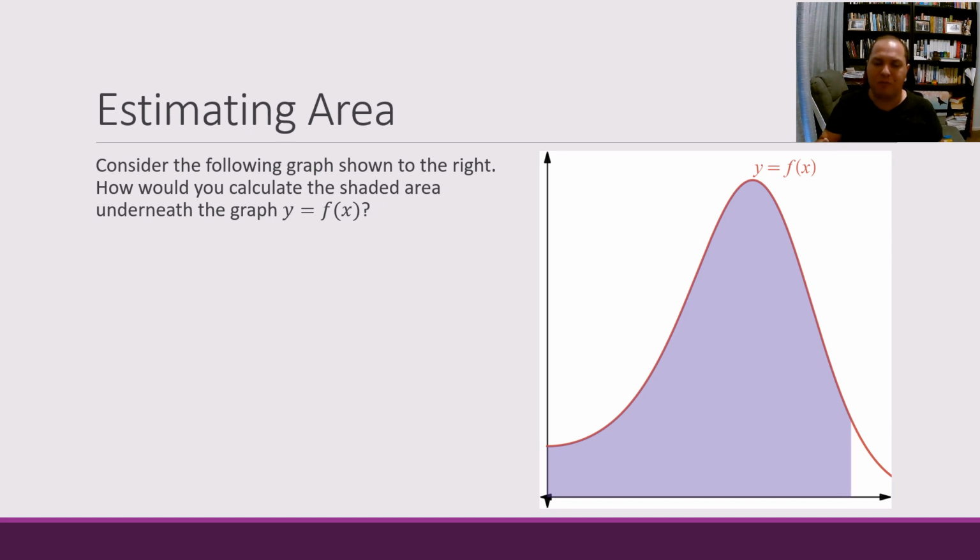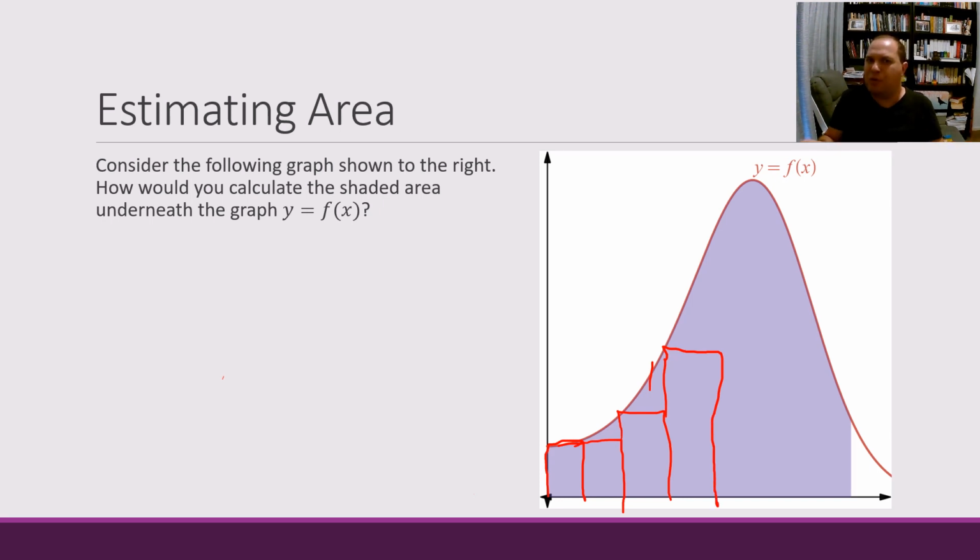So how could we find the area underneath? Now, the simplest thing we could do is use some rectangles. Let's say we start down here. We might draw a rectangle here, and then another rectangle here, and then another rectangle here, and so on. And we could just keep adding in rectangles underneath that curve.